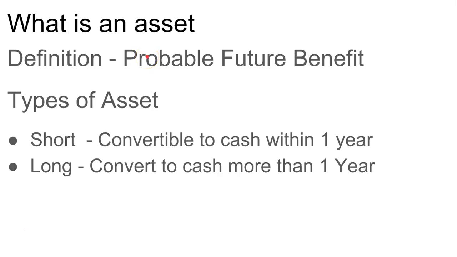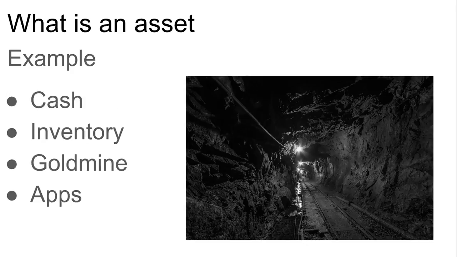Today we shall discuss a little accounting basics focusing on what is an asset. If you go onto the internet, we can see that assets by definition are things that give a company probable future benefit. Typically assets can be divided into two, which are short-term assets and long-term assets. Short-term assets can be converted into cash within a year, while long-term assets will take more than one year to be converted into cash.